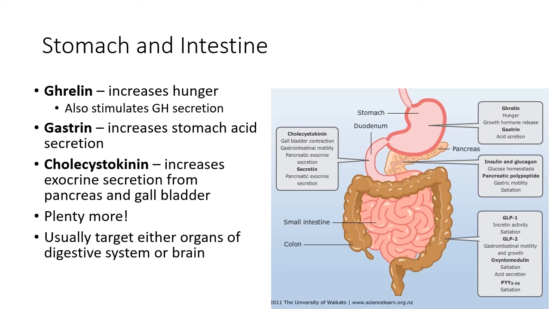And then you have cholecystokinin, abbreviated CCK. That increases the secretion of digestive enzymes from the pancreas and from the gallbladder that help you digest your food. That's also a type of exocrine secretion. Those are just 3 of the most important hormones that are released from the stomach and intestine. There's actually very many hormones released from those organs, some of which are found in the image, but actually not all of them. Most hormones that come from the stomach and the intestine are related to digestion primarily, and they would either be targeting organs in the digestive system or the brain, which is controlling eating behavior.